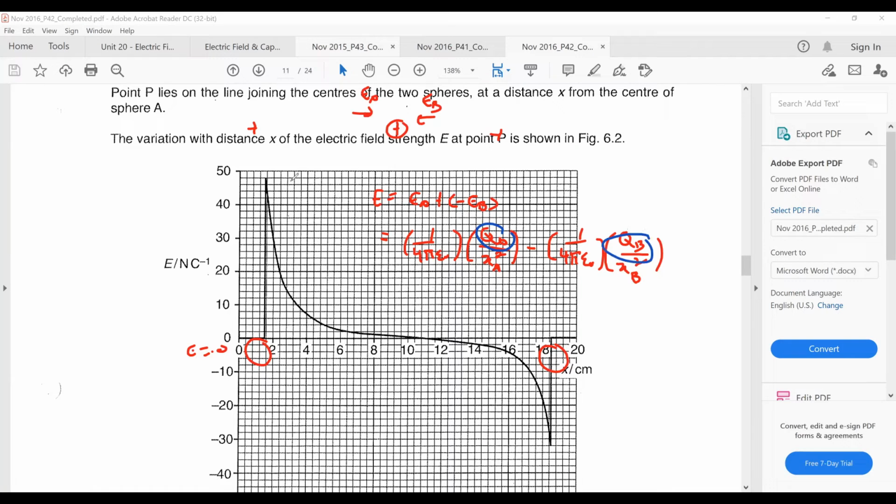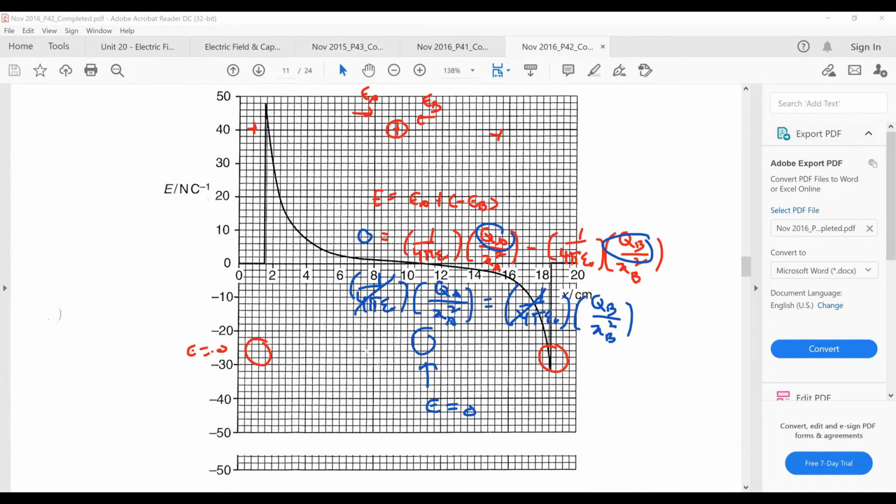Now, it will make your workings a lot faster if you are able to find the point where E is 0. Because if this is 0, eventually you get 1 over 4 pi epsilon naught QA over XA squared equals 1 over 4 pi epsilon naught QB over XB squared. Cancel off, then you get this. You'll be able to find the ratio of QA to QB straight.